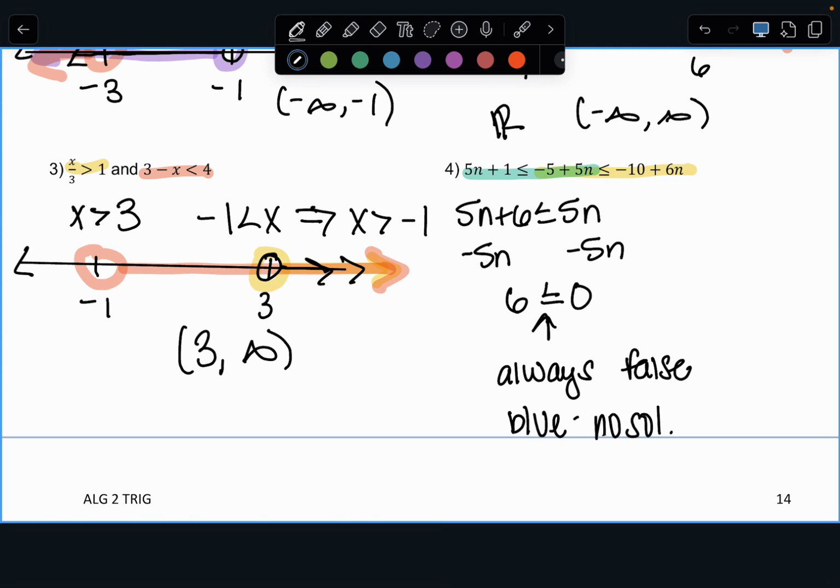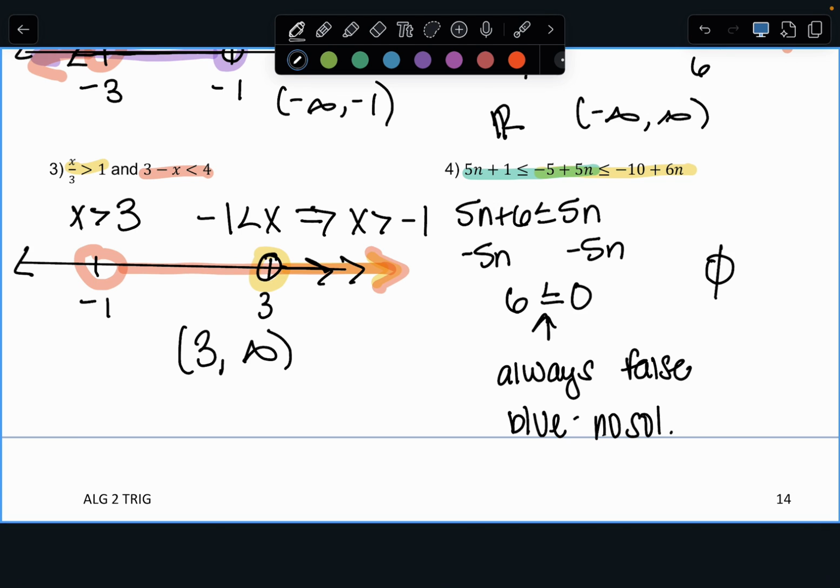So would there be any number that works for both the blue and the yellow? No. We have nothing that works for blue, so nothing's going to work for both of them. So my answer is no solution. I draw my empty set and I'm done. Be careful though, because if this was an or instead, we would have to do the yellow piece and go through the whole thing and choose that as our solution. The only reason it's no solution is because it's an and and one of them didn't work.